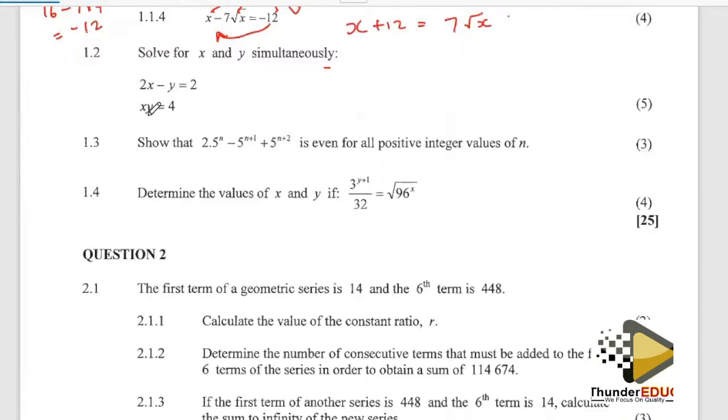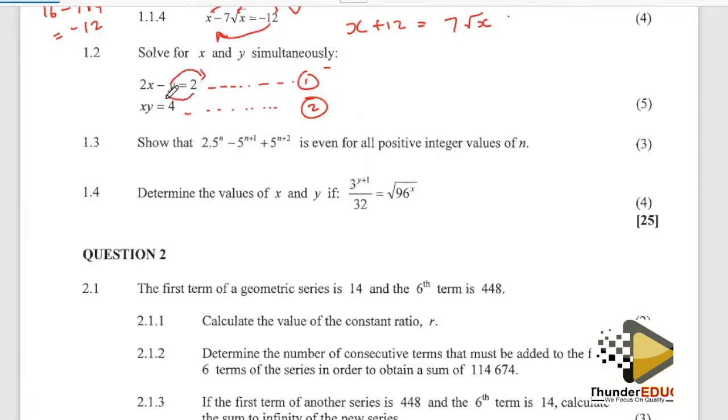So x times y cannot be linear. But 2x minus y is equal to 2 is a linear equation. So I'm going to first baptize that as equation 1, and then baptize this as equation number 2. Then I'll make y the subject, which means I'm going to move y to the left.